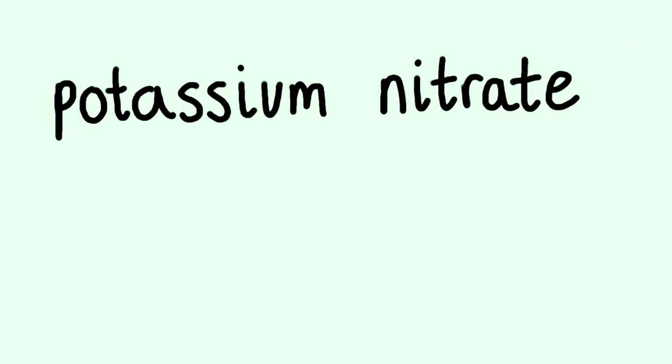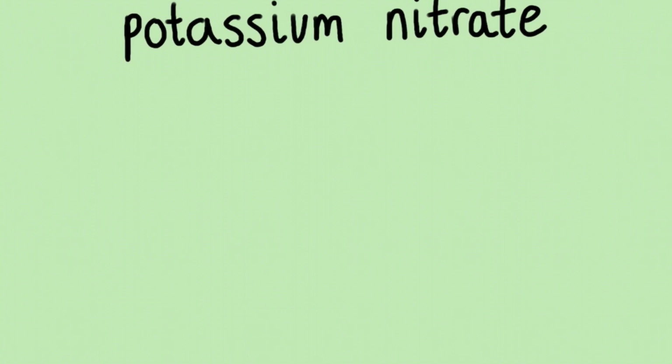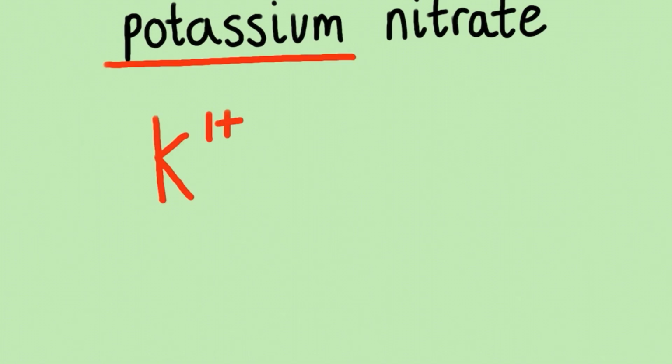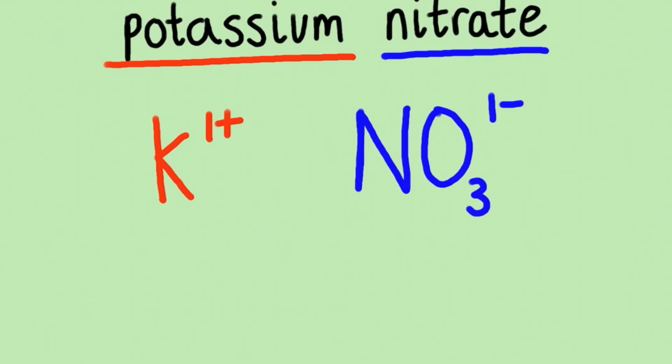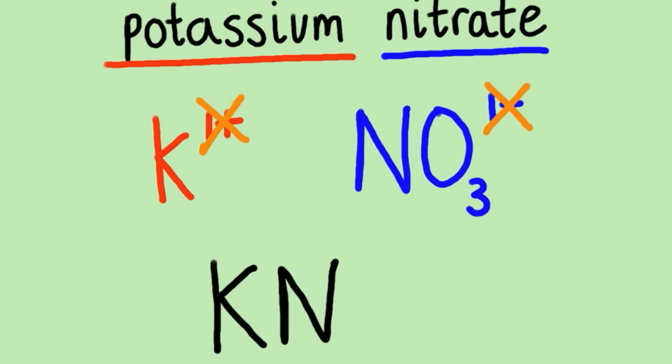The compound potassium nitrate has the formula KNO3, but how did I get there? So we've got to write the symbols and the charges for the substances that are present. So potassium has a 1 plus charge, group 1. Nitrate, NO3, has a charge of 1 minus. So these charges cancel each other out, 1 plus, 1 minus. And so the formula is KNO3.